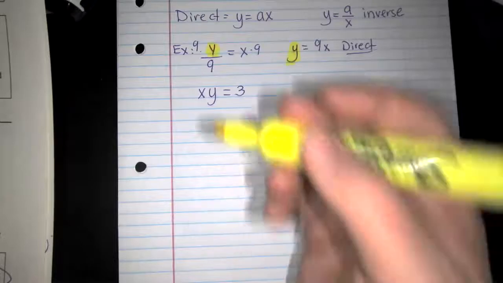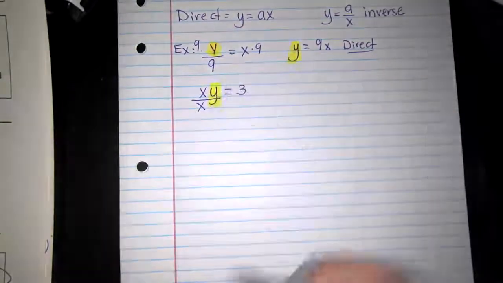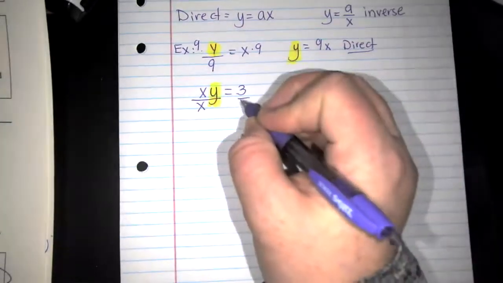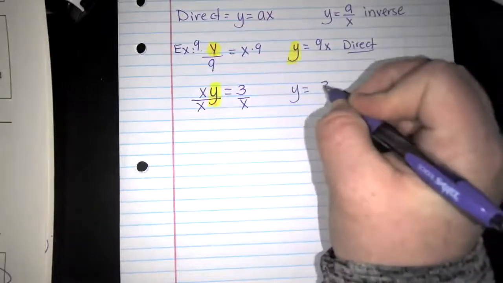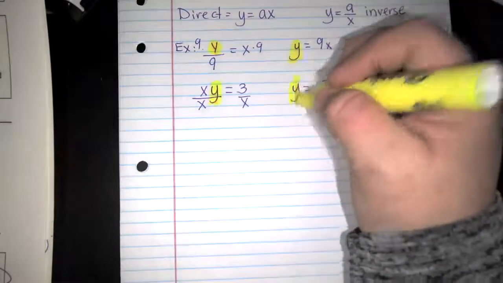Okay, solve for y. Divide by x. What you do to one side, do to the other. y is equal to 3 over x. Inverse.